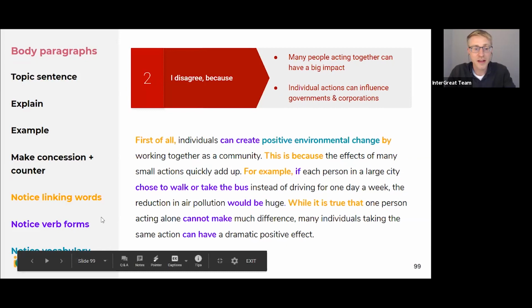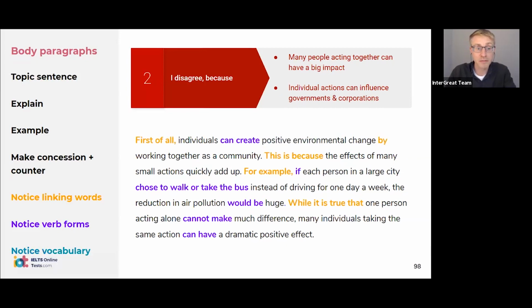So, yeah, we've got the verb forms here in blue. You can notice there's a lot of modal verbs with can create, cannot make, can have, talking about possible effects. And then there's the second conditional talking about the imaginary or hypothetical effect. With practice, Moen, with practice, it will help you, okay? We've also got some nice vocabulary here. Positive environmental change, quickly add up, a dramatic positive effect, okay? This is some nice language here.